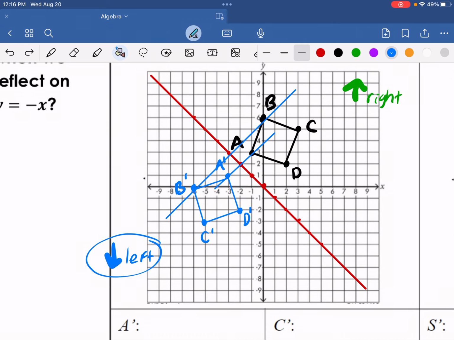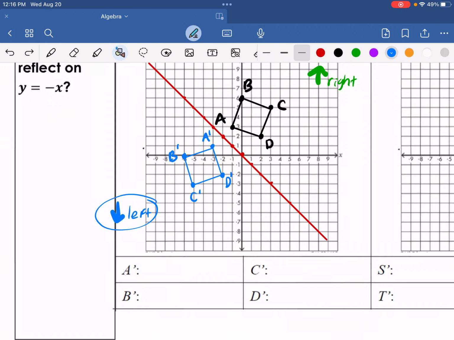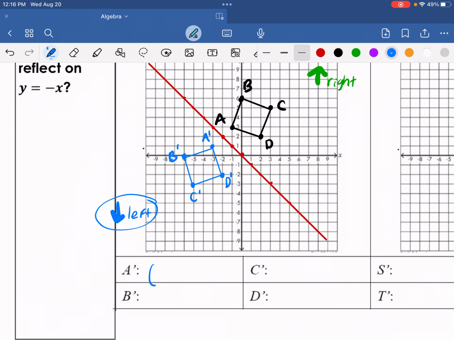And now if you write your coordinates, A prime is -3, 1. B prime is -6, 0. C prime is -5, -3. And D prime is -2, -2.